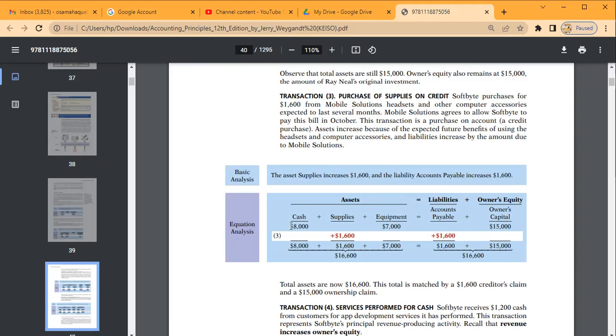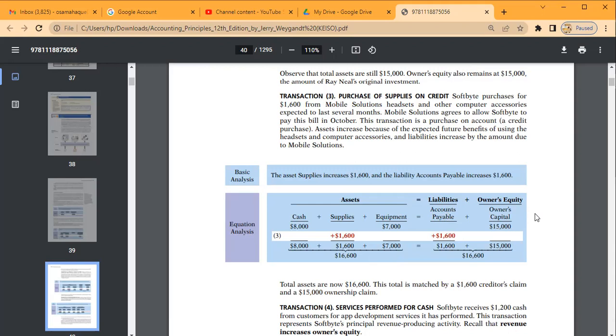Yes. So cash will remain the same at 8,000, but supplies will increase by 1,600. Equipment will also remain the same at 7,000. Total assets are going to be 16,600. Liabilities will increase by 1,600, but owner's capital will remain the same. There will be no effect on the owner's capital as the transaction has been done by the business. This is a credit transaction which has been done by the business.